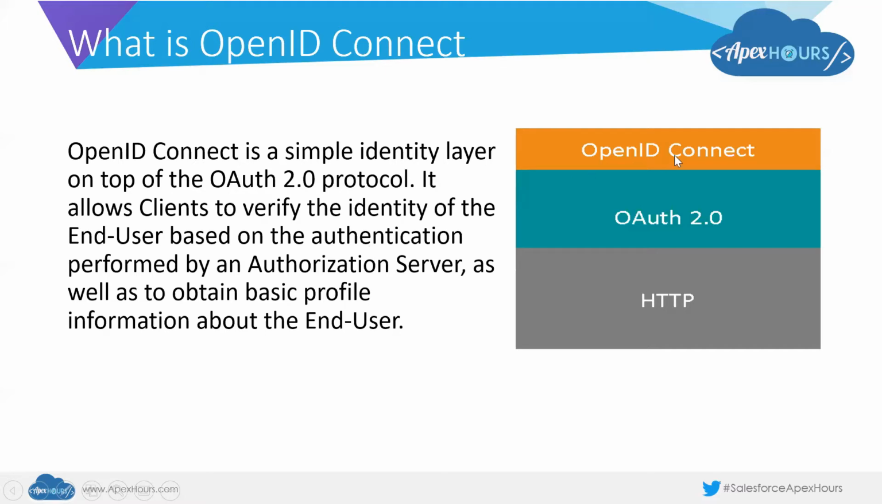OpenID Connect is an identity layer on the top of the OAuth protocol. It allows the clients to verify the identity of the end user based on the authentication performed by an authorization server. Like in OAuth, we used to have an authorization server. Similarly in OpenID also, we have an authorization server, but the only additional thing that we get in OpenID is an additional authentication layer on the top of OAuth.